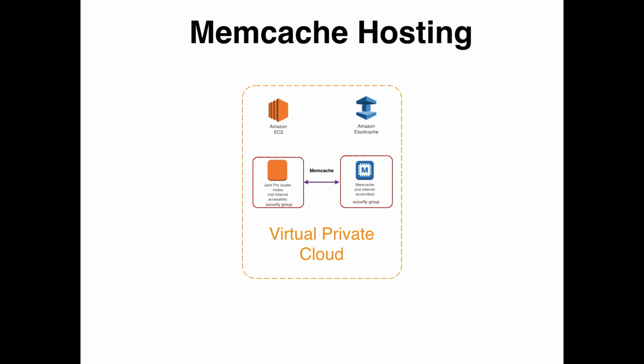And to comply with Jamf's recommended setup for Jamf Pro clusters, Memcache has been set up using Amazon's ElastiCache service. Now, this is similar to our use case for RDS, because using ElastiCache means that we just need to concern ourselves with making sure that our Jamf Pro server is pointed to ElastiCache. Amazon's handling everything else, making sure that the Memcache nodes are up, making sure that they're working and highly available.